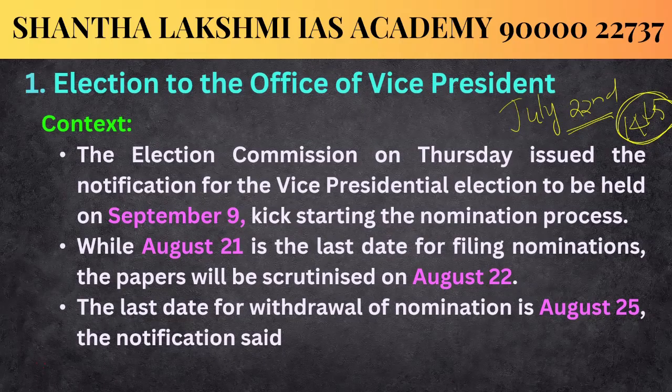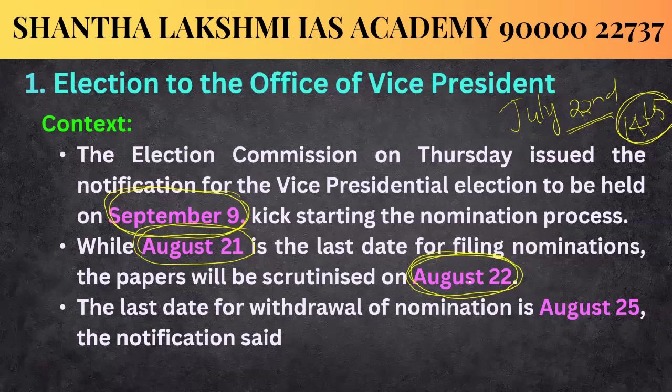Regarding that, the Election Commission has issued the notification for the Vice Presidential election, which is going to be held on September 9th. The last date for filing nominations is August 21, and the scrutiny of the papers will be on August 22. The last date for withdrawal of nomination is August 25. Now let's see the procedure of this election.